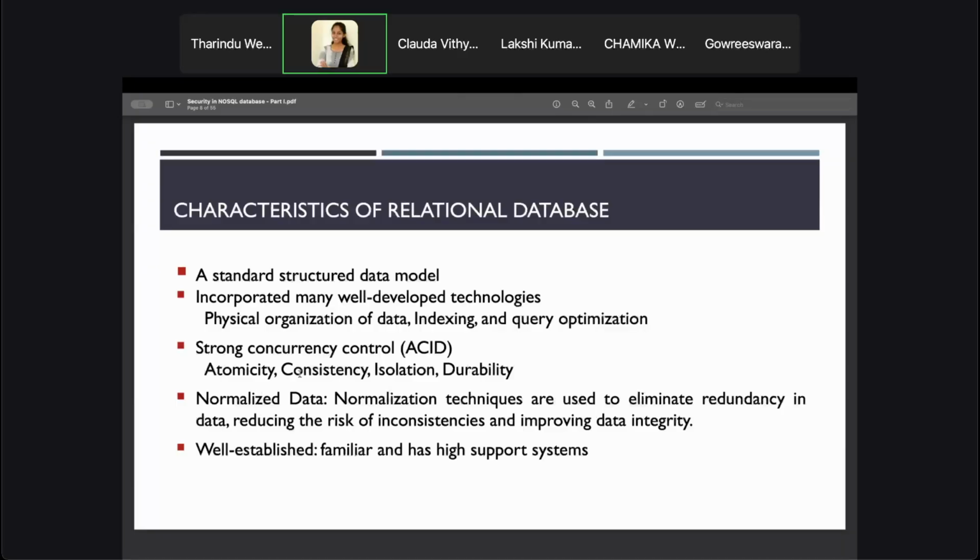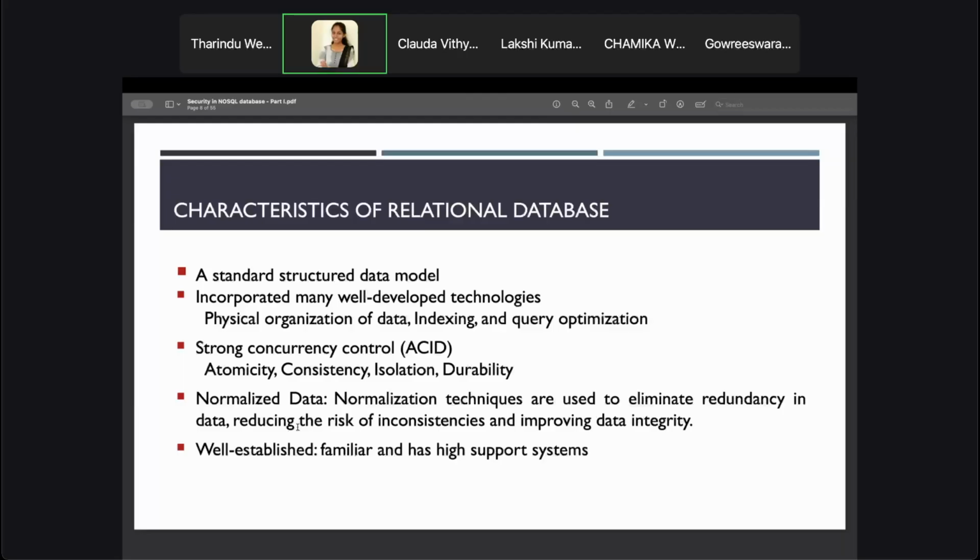The next one is normalized data. I'm pretty sure you have heard the term normalization, right? Normalization means you divide and split the data and store it in different tables in order to eliminate data redundancy. You might have studied first normal form, second normal form, third normal form, right?